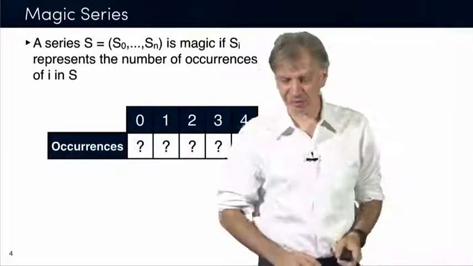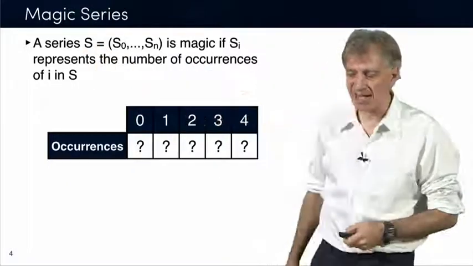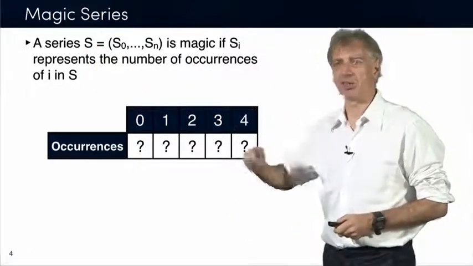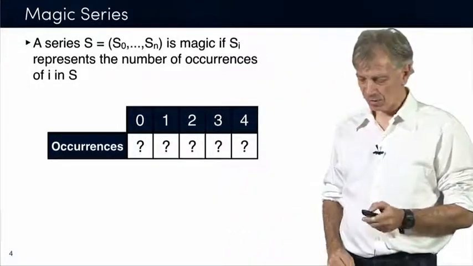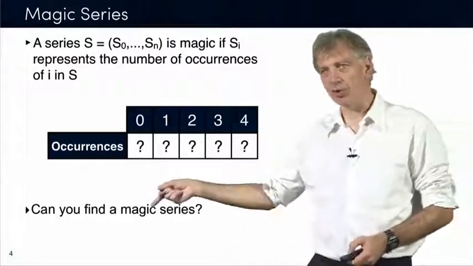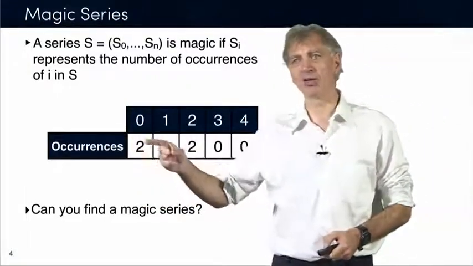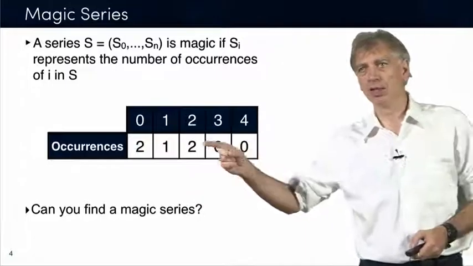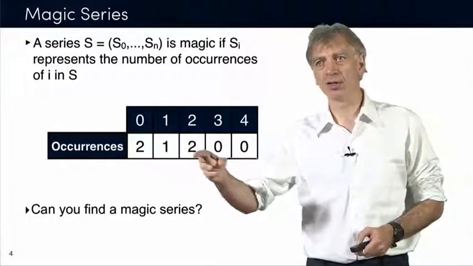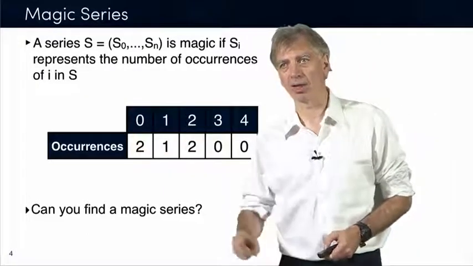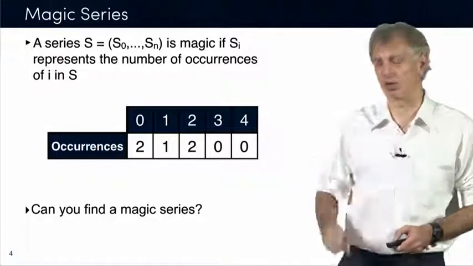Remember the magic series? We wanted to find numbers from S0 to Sn, such that Si represents the number of occurrences of i inside the series. I asked you last time if we could actually find this series. This is a beautiful one. We see there are two instances of 0. There is one instance of 1 itself. There are two instances of 2, itself and the first one. And there are obviously zero occurrences of 3 and 0 occurrences of 4.